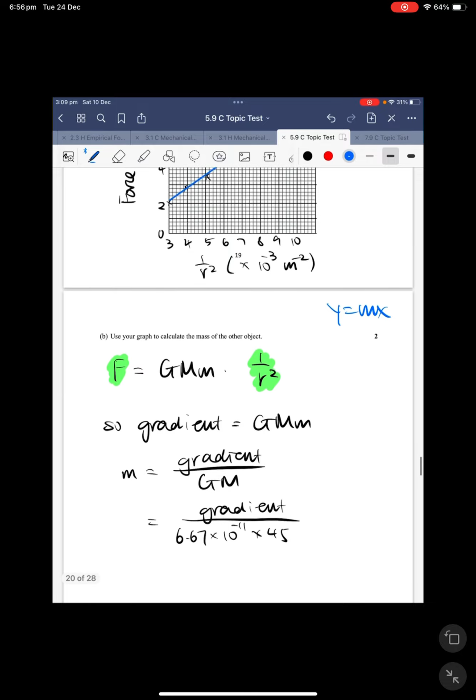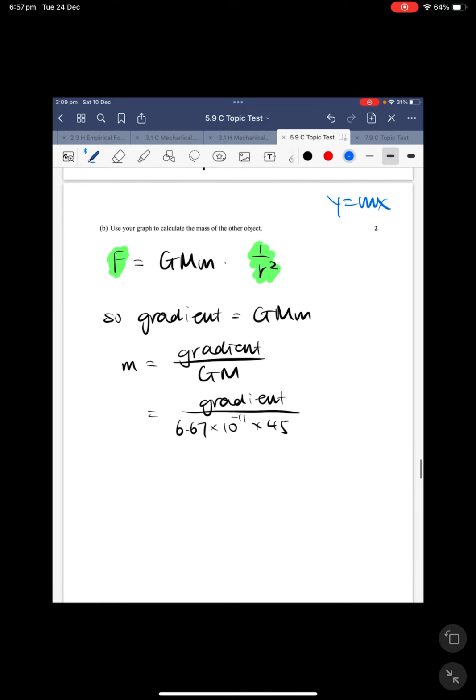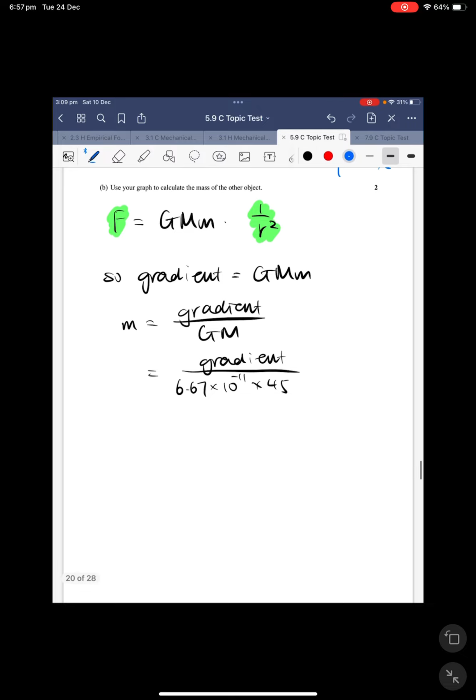So to find the mass of the other object, there's two masses here, so we're just going to solve for the other one of the masses. That's going to be the gradient over GM, which is the gradient over 6.67 times 10 to the minus 11 times 45, which is one of the masses that we already knew. And depending on what your value for the gradient is, you're going to get a different mass, so I've just left that blank for now.